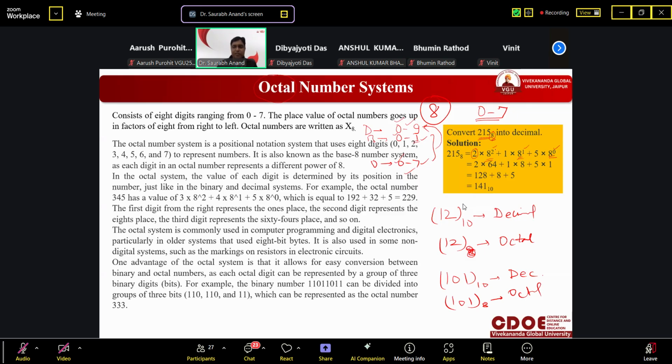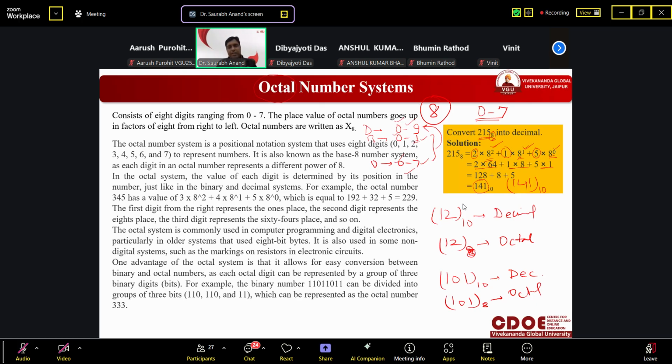So we multiply these digits 2, 1 and 5 by 8 with increasing powers. The power starts from 0, then 1, and it increases from right to left: 0, increase by 1 to 1, increase by 1 to 2, and so on. We have only 3 digits, so it goes up to power 2 only. We solve it and get 141. So we write 141, and it is decimal, so we write 141 with subscript 10. Right?